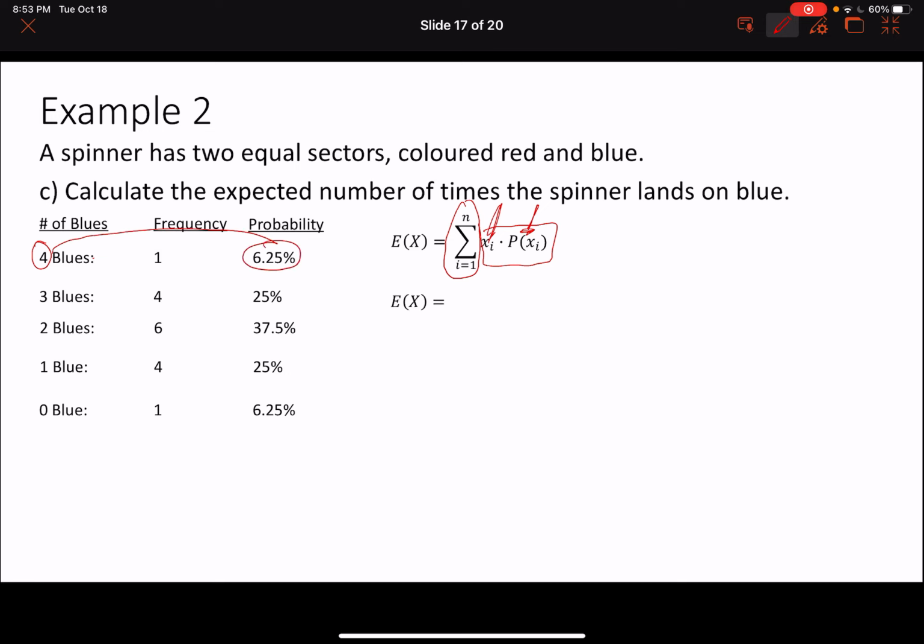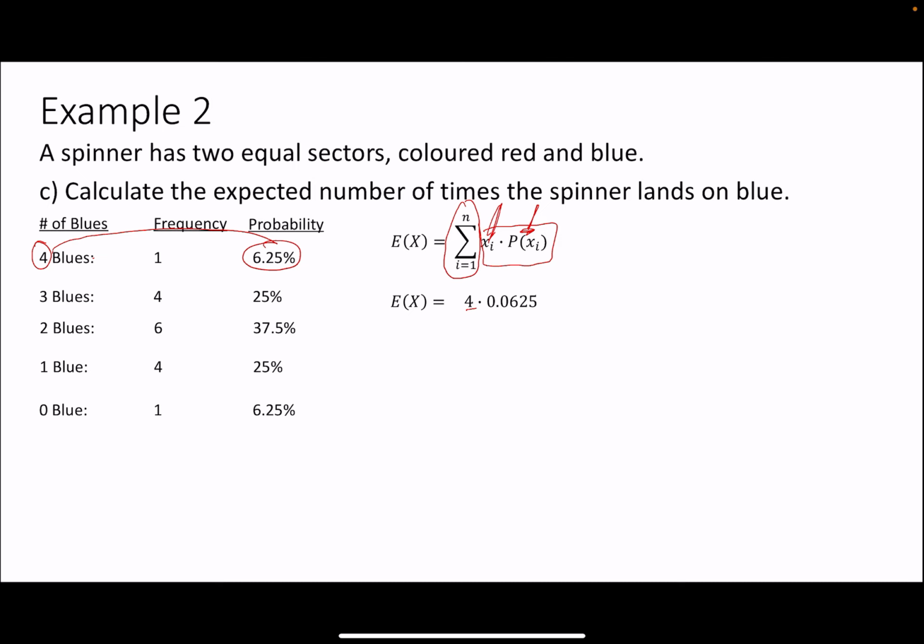We get 4 times 6.25%. That's that. Then we have to do this, this outcome. That's another outcome. We're going to add 3 times 25%.